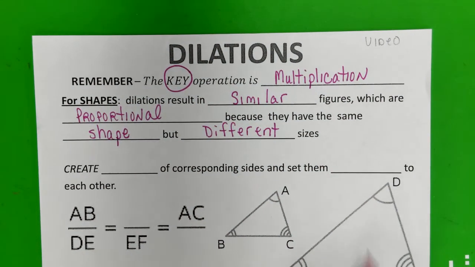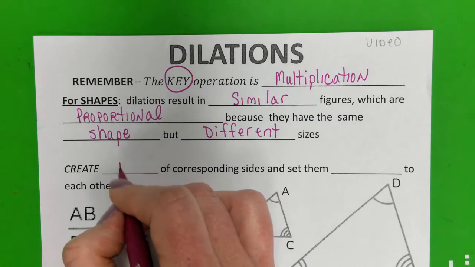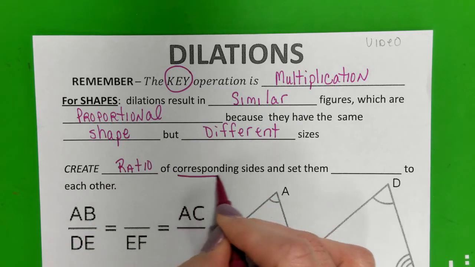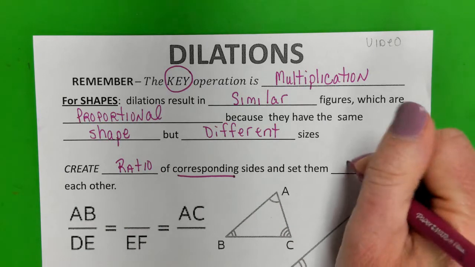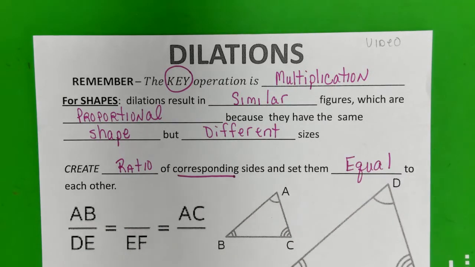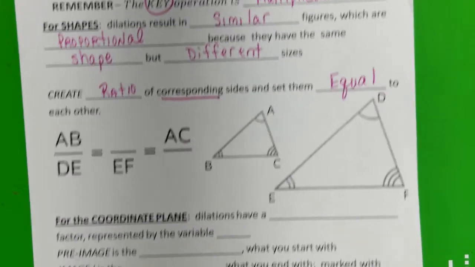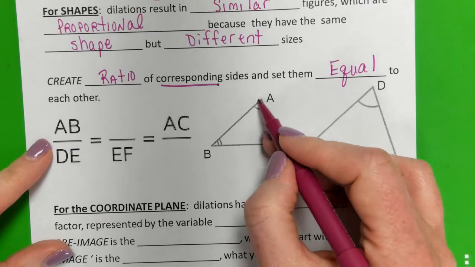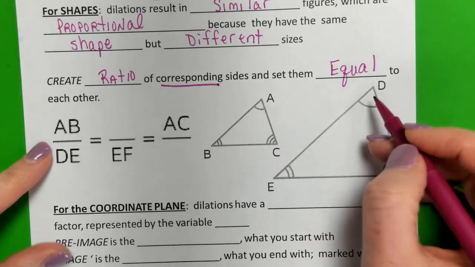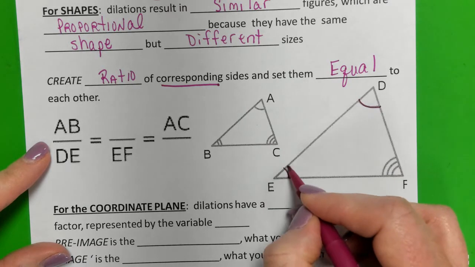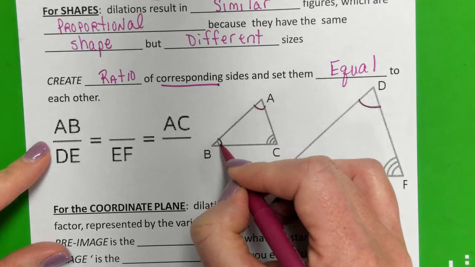So part of dilations is we have to create ratios of corresponding sides and set them equal to each other. And remember, there's lots of different ways that you can write this. Okay, so for example, we've got side AB, and it corresponds to DE. And you see these little angle markings? This is going to help you determine that.